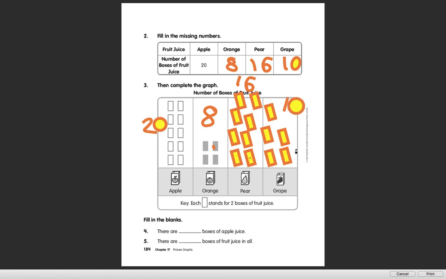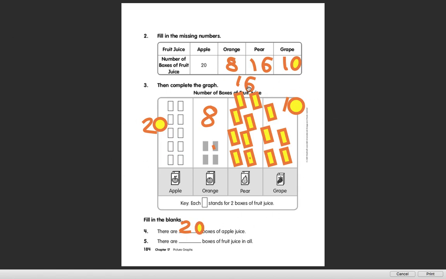All right. So now we're going to answer the questions. There are blank boxes of apple juice. So you can go up, you can look at your picture graph, you can count 2, 4, 6, 8, 10, 12, 14, 16, 18, 20. Yay for me. There are blank boxes of fruit juice in all.